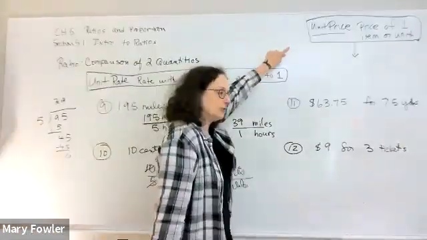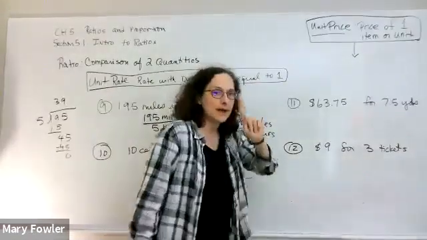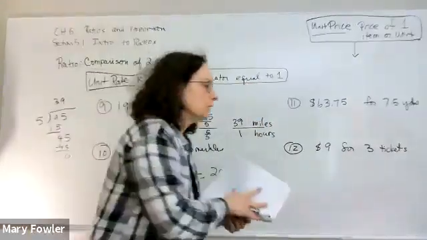Actually, it's also its unit price. So a unit price is the price of one item. If I wanted to buy 1 marble, it would cost me 2 cents.